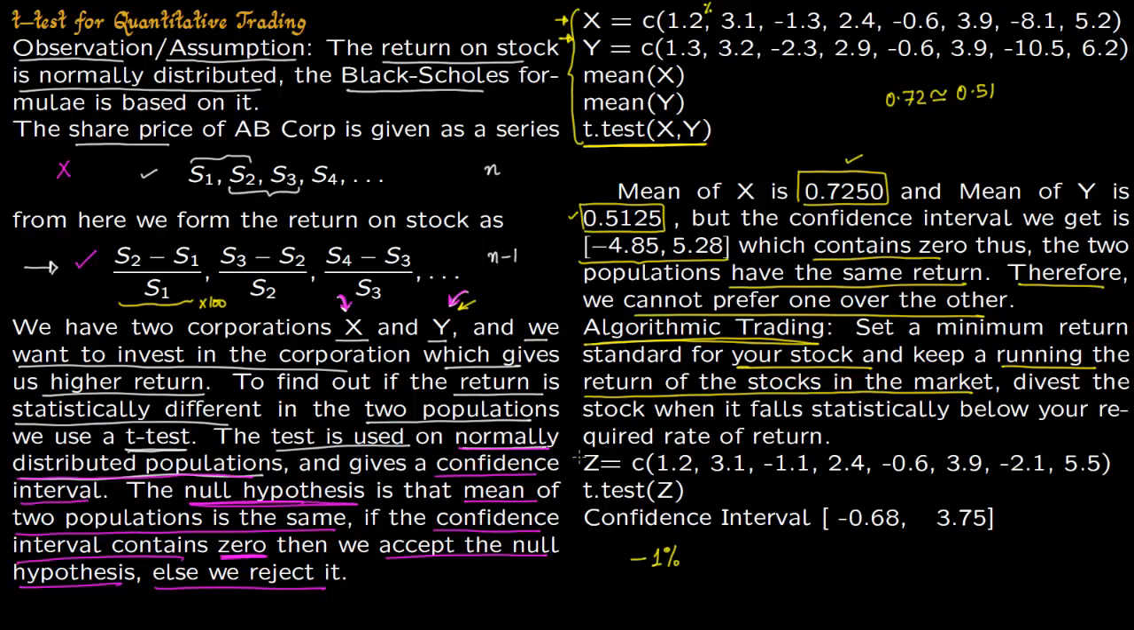For example, for stock Z, you have this sequence of returns. See, you have -1.1 here, -2.1 here. Both these are below -1%, but you do not divest from the stock Z before you run the t-test. So you run a t-test on this stock Z, and the confidence interval you get is -0.68 to 3.75. Confidence interval means that 95% of the values lie in this interval. So -0.68 is greater than -1%, so you do not drop this stock. So do not drop it.